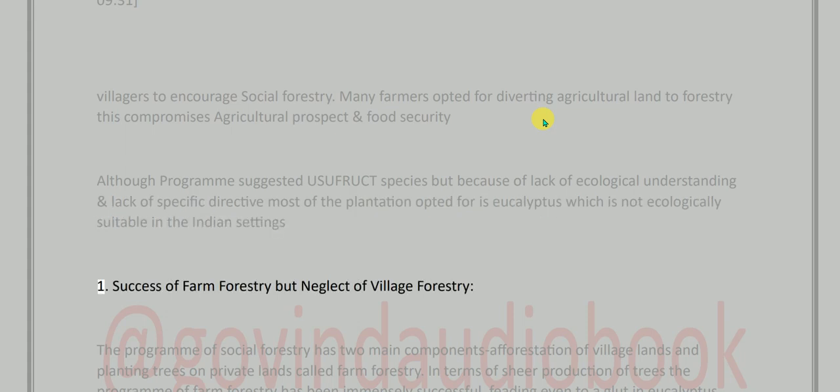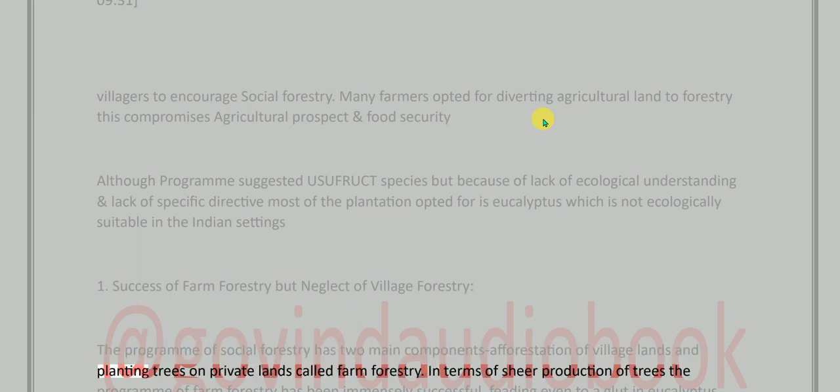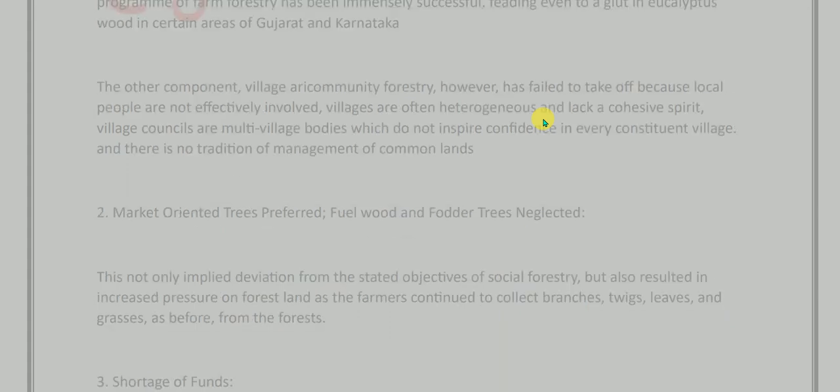1. Success of farm forestry but neglect of village forestry. The program of social forestry has 2 main components: afforestation of village lands and planting trees on private lands called farm forestry. In terms of sheer production of trees, the program of farm forestry has been immensely successful, leading even to a glut in eucalyptus wood in certain areas of Gujarat and Karnataka. The other component, village community forestry, however, has failed to take off because local people are not effectively involved. Villages are often heterogeneous and lack a cohesive spirit. Village councils are multi-village bodies which do not inspire confidence in every constituent village. And there is no tradition of management of common lands.